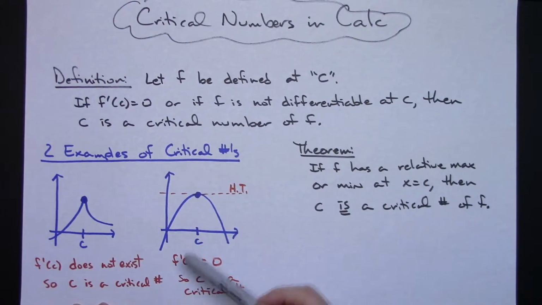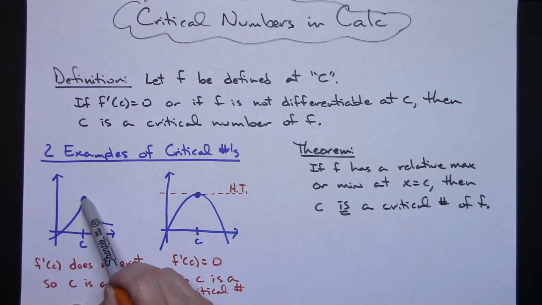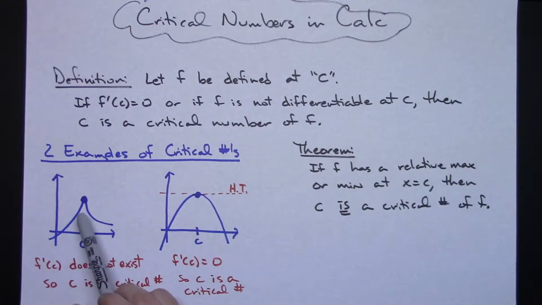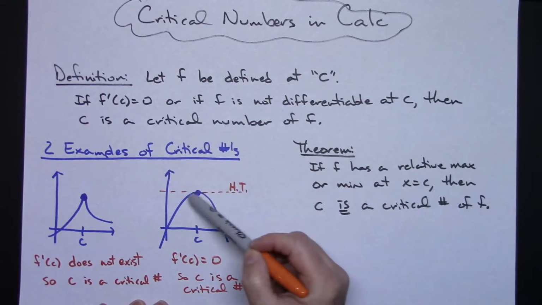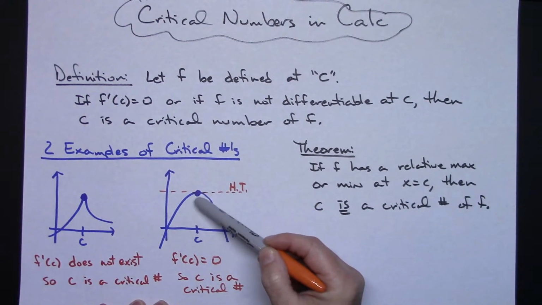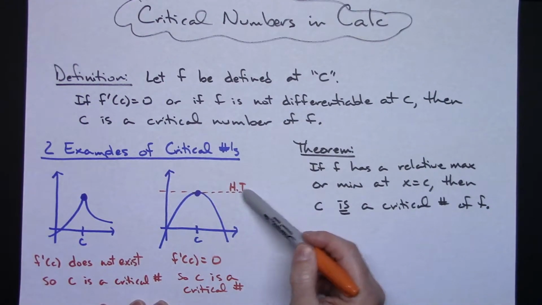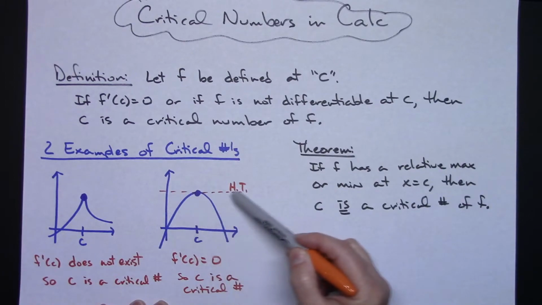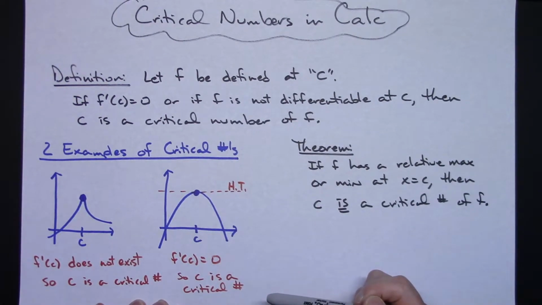Over here I've got a couple of examples of what we just said. In this picture, I've got a cusp going on at x equals c. So I can say that x equals c is a critical number because the derivative at c does not exist. Another possible scenario would be an upside down parabola, with c right there at that maximum point. The derivative is 0 there because you've got a horizontal tangent, so x equals c is a critical point.